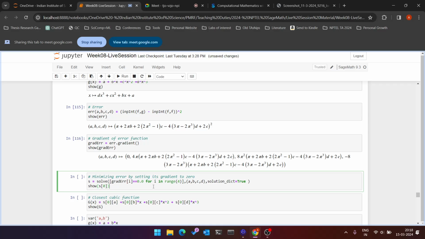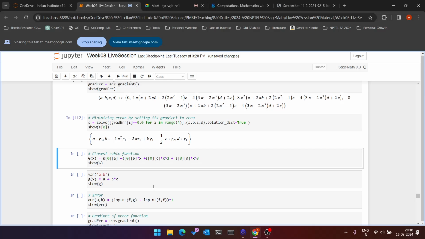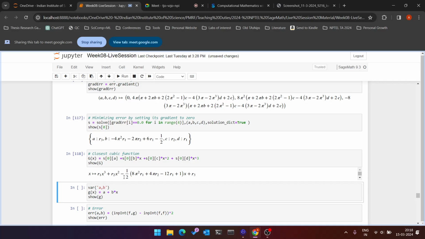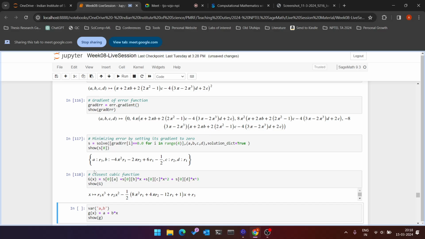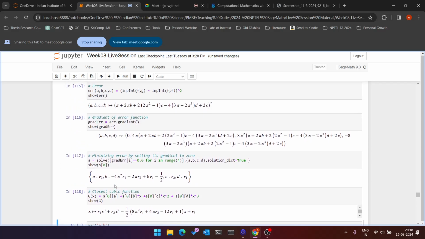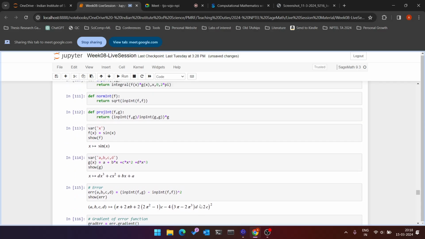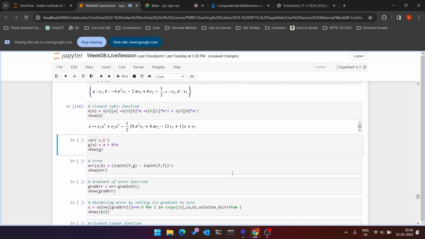So the function solution looks like this. You can see that the solution has three parameters r1, r2, and r3 respectively for a cubic function. So the closest cubic function, capital G of x, would look something like r1 x cube plus r2 x square minus half of 8 pi square r1 plus 4 pi r2 minus 12 r1 plus 1 x plus r3. So it's like a three parameter function which, by plugging in r1, r2, r3, you can basically find the cubic function closest to f of x.